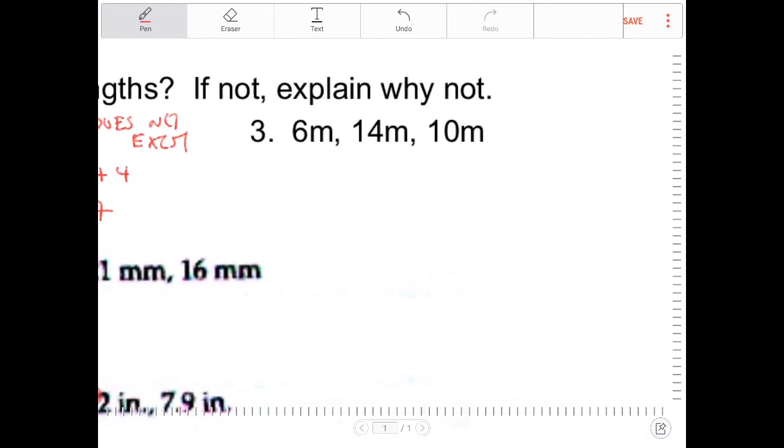What about this triangle here? And again, it really doesn't matter. I want to take 6 and 14. I'm going to add them together, I get 20. I'm going to subtract 6 and 14, and I get 8. And 10, in fact, is going to be in between that. So it does work. So this exists.